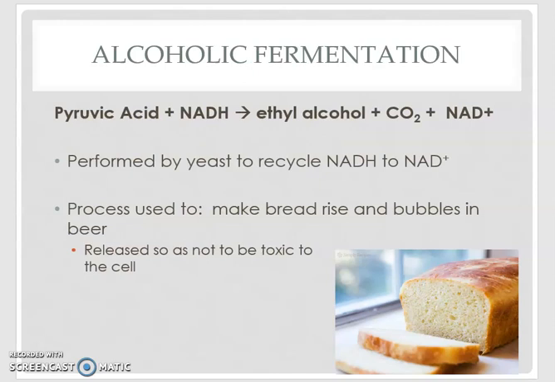Alcoholic fermentation, the equation for this is pyruvic acid plus NADH will yield ethyl alcohol plus CO2, or carbon dioxide, plus NAD+. This is performed by yeast to recycle NADH to NAD+. This is how you could make bread rise. This is also used in making alcohol. The CO2 is something that you would want to be released because it would be toxic to the cells.